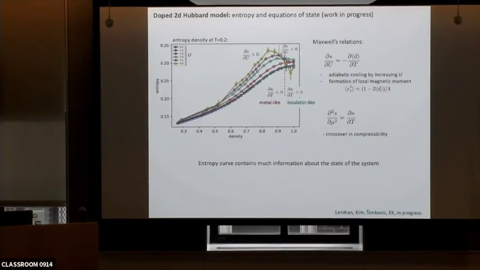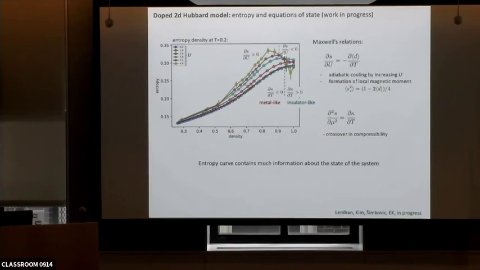But then on approach to half filling, I see that there's a crossover and entropy starts going down as I increase the U, right? So the behavior changes, and that corresponds, of course, to the fact that close to half filling, we need to form the magnetic moment, and as I argued a few slides ago, this derivative corresponds to the contribution to the local magnetic moment.